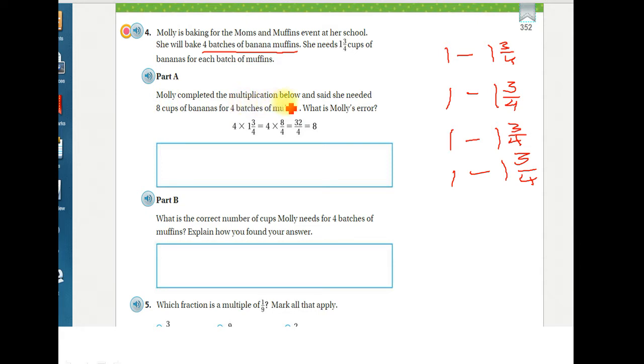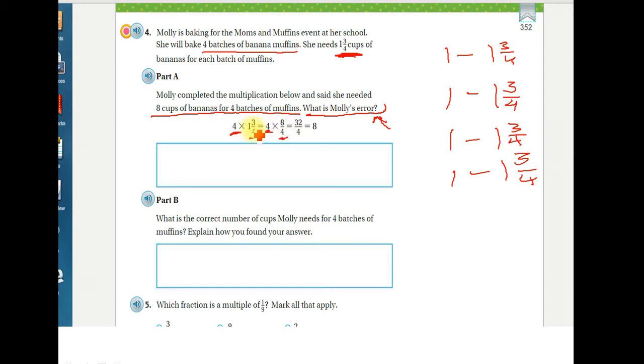Molly completed the multiplication below and said she needed 8 cups of bananas for the 4 batches. What is Molly's error? So we know she made a mistake. They told us that. We just need to find it. Okay, so 4 represents the 4 batches. 1 3/4 represents how many cups she needs. And she says 4 times 1 3/4 is equal to 4. Well, yeah, 4 is equal to 4. That part's good. And 1 3/4 is the same thing as 8/4.